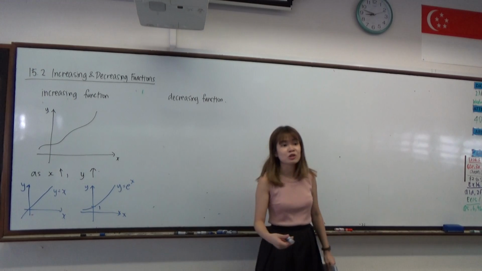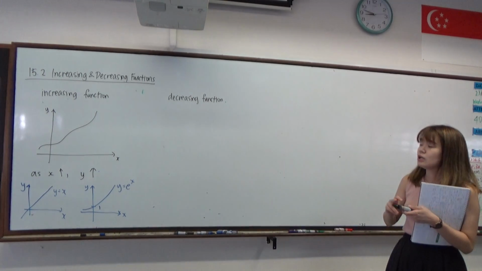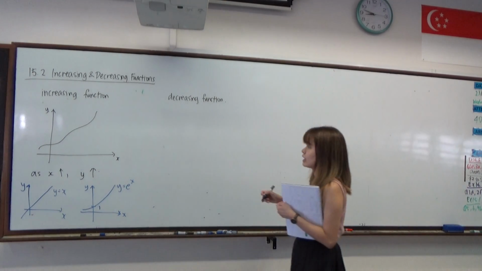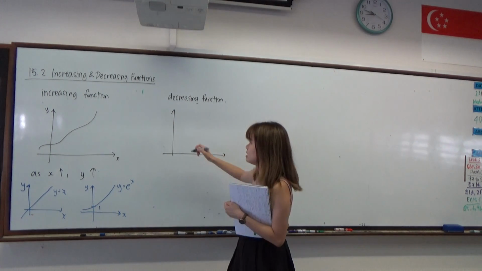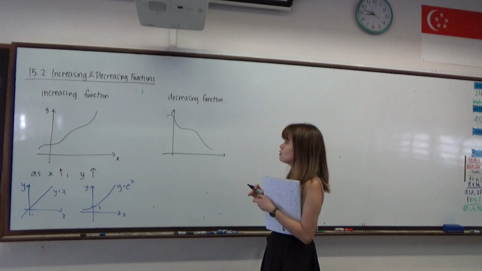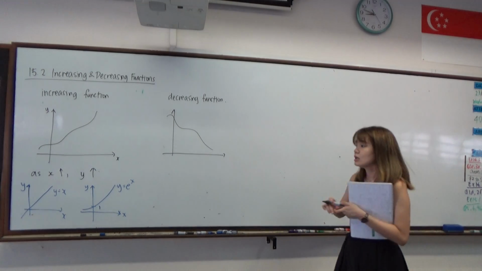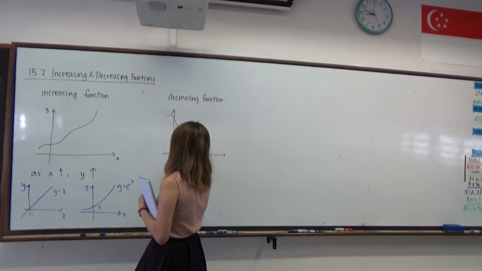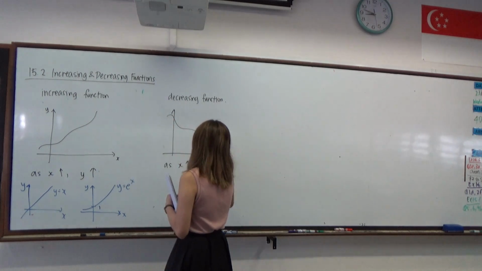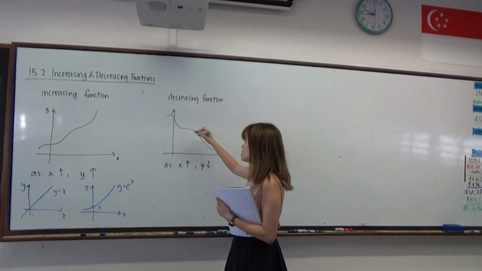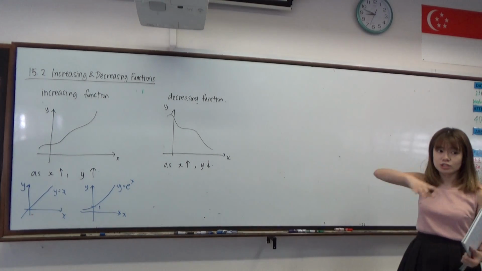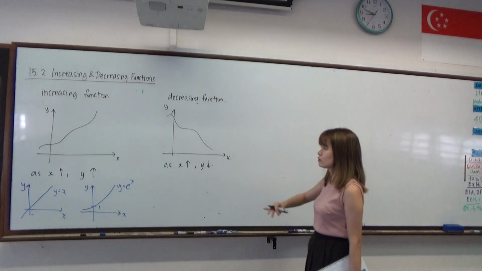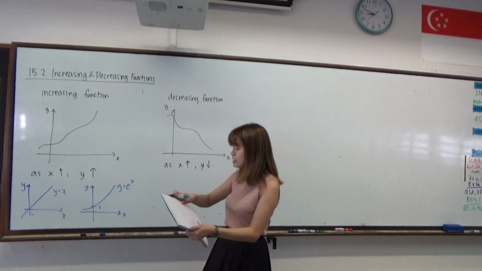Now, what do you think a decreasing function will mean? If we understand that an increasing function looks like that, a decreasing function will have a graph that maybe looks something like that, whereby as x increases, we see that y actually decreases. This is just a sketch for us to get an idea. I don't know whether there's an equation to match this curve or not.